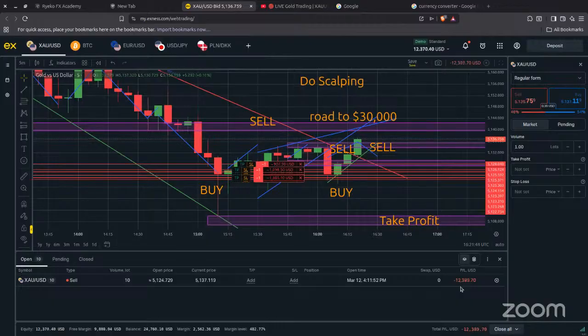You see, it's continued. If it closes above this, that becomes a little bit risky. That means it's just giving us the direction. If it closes above this, it's going to show us one thing.